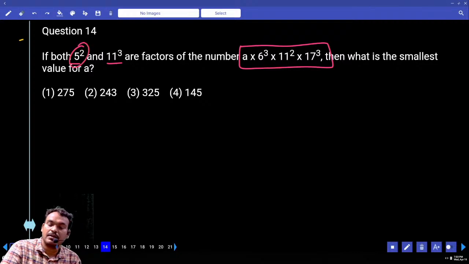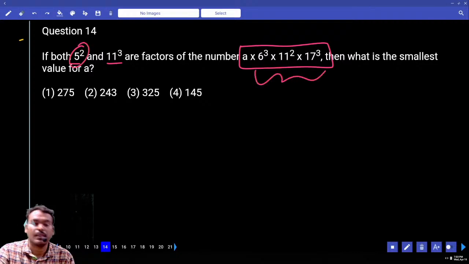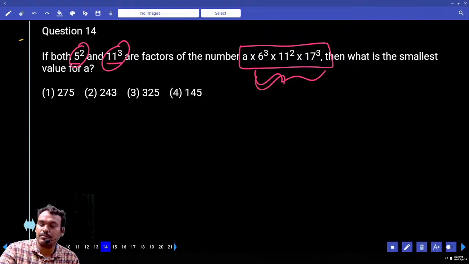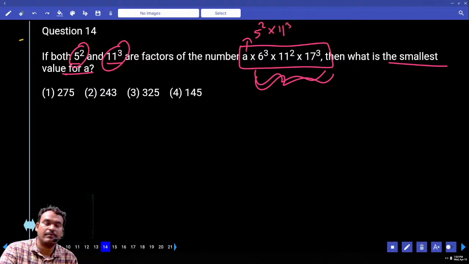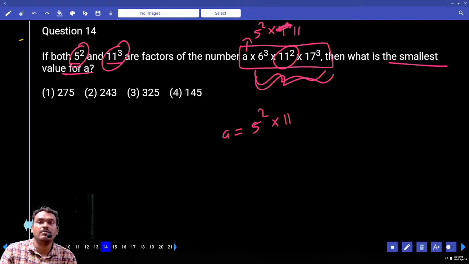5 square is a factor of which one? This number. 11 cube is also a factor of this number. What is the question here? Smallest value of which one? A. Smallest value of a means a must be either 5 square into 11 cube. But here we already have which one? 11 square. What is the common value? 11. Then a equals how much? 5 square into 11.